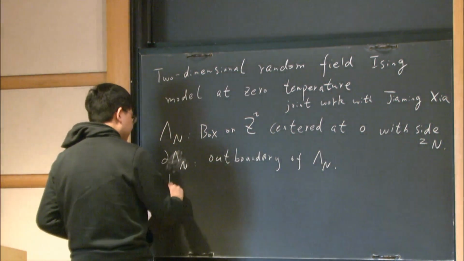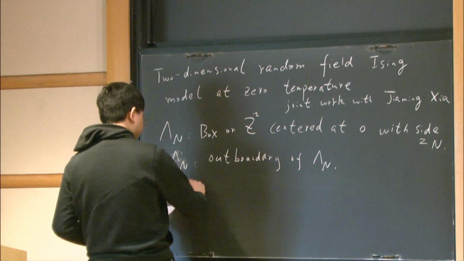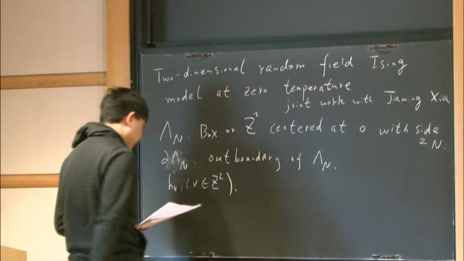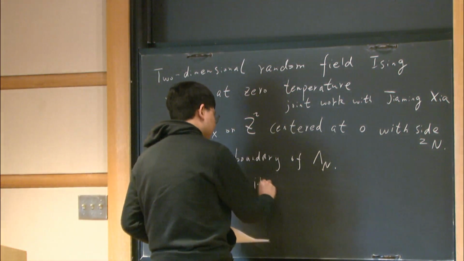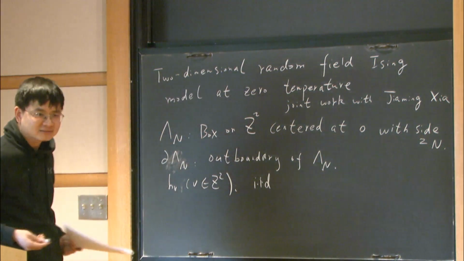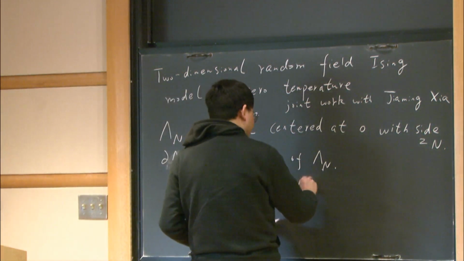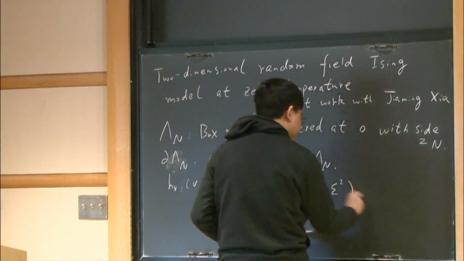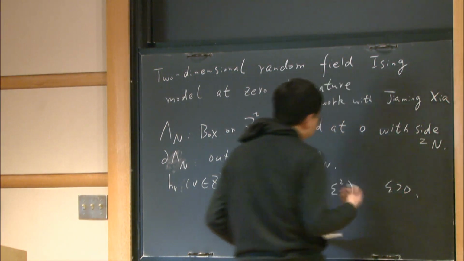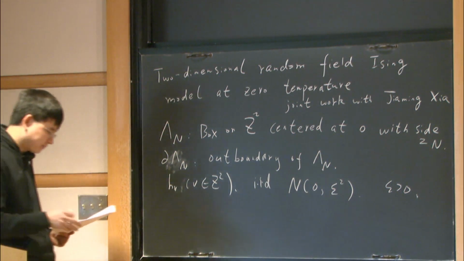And we will consider h_v, for v a vertex in Z^2. These are IID, identically distributed and independent. I say this just in case there are audience members not from the probability side. The IID are normal variables with mean 0 and variance epsilon squared. Epsilon is positive, but can be very small. And actually, the main point of this talk is that epsilon is very small in our case.